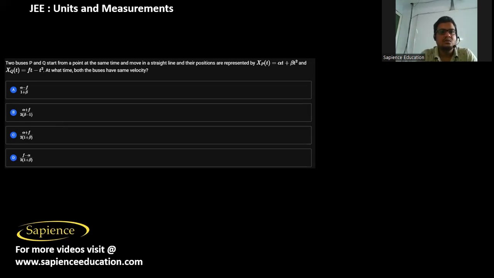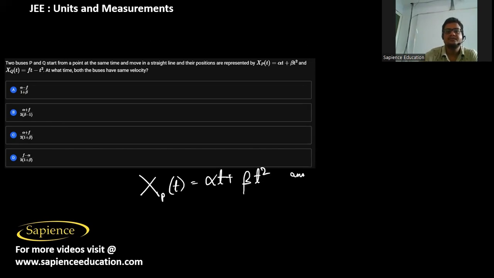And here it is told: two buses P and Q start from a point at the same time and move in a straight line, and their positions are represented by xp as a function of t, equal to alpha t plus beta t square, and xq of t, equal to f t minus t square. At what time do both the buses have the same velocity?